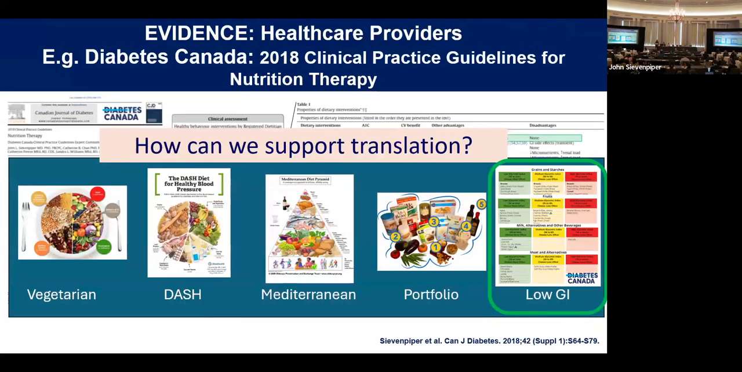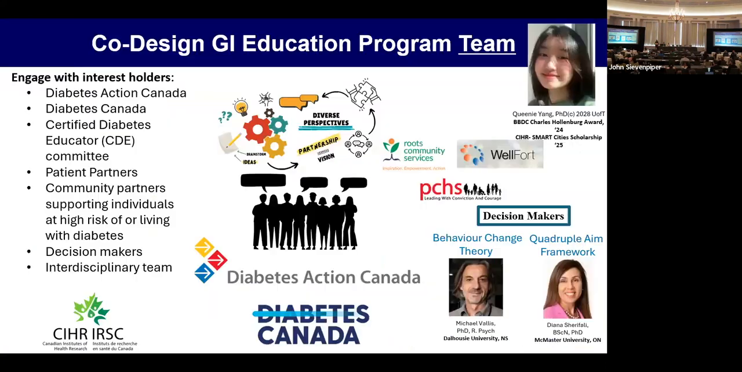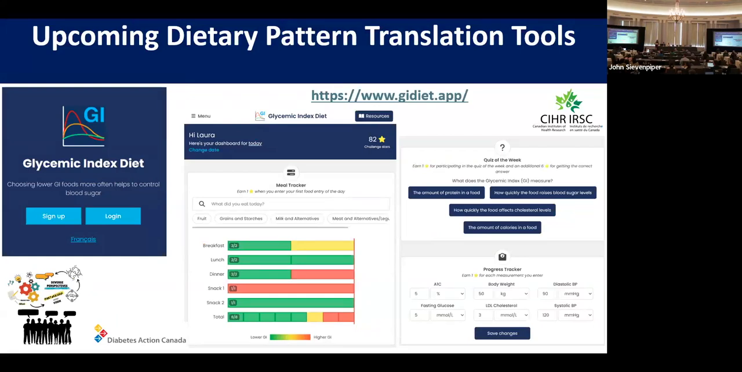So now just quickly a little bit about the next program that we're working on, which is translating glycemic index. Queenie presented a bit of this to you already. So this is our team. These are all of our interest holders that are involved. We predominantly are working with Diabetes Canada and Diabetes Action Canada, which really help with bringing in a lot of patient partners. This is quickly just the dashboard of it, and it includes a lot of the same features that are in the portfolio diet program.